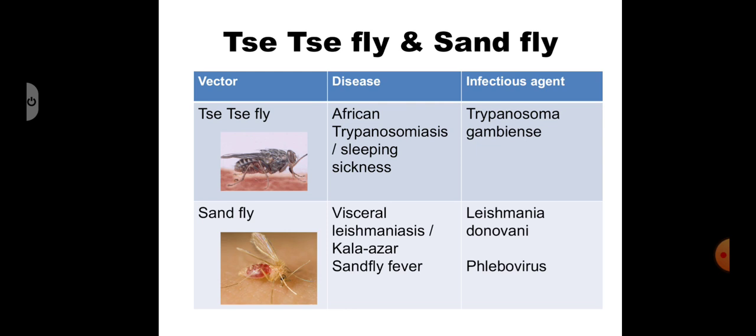With the sandfly as a vector, the diseases caused are visceral leishmaniasis or Kala Azar, a parasitic infection caused by Leishmania donovani, and sandfly fever is caused by phlebovirus.